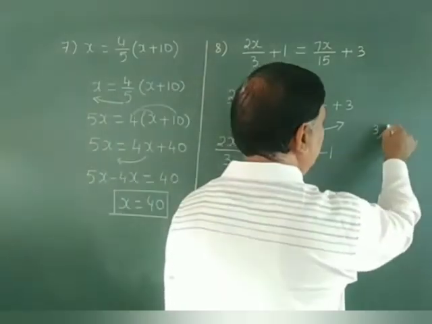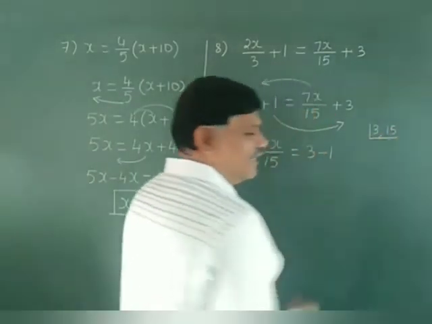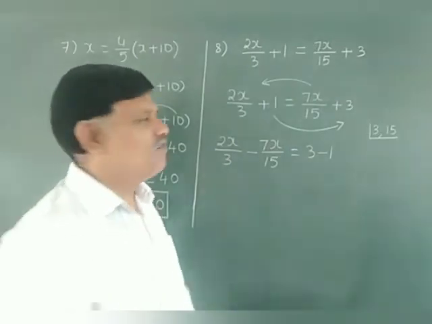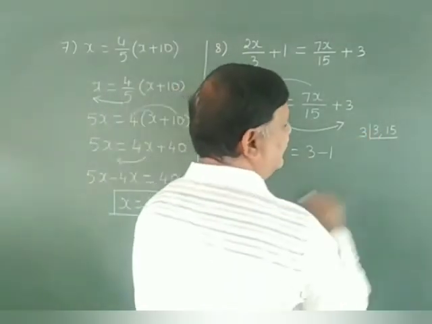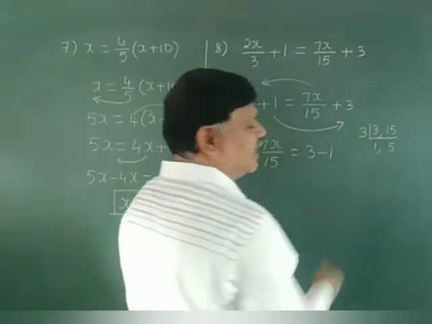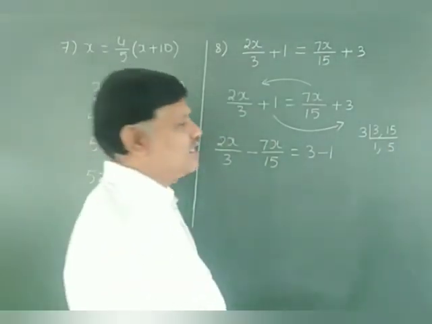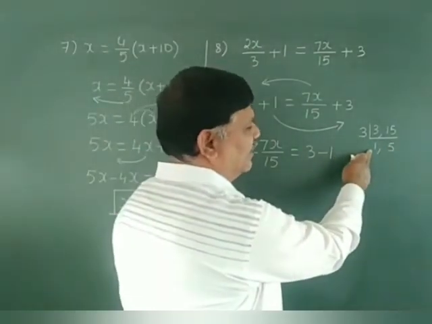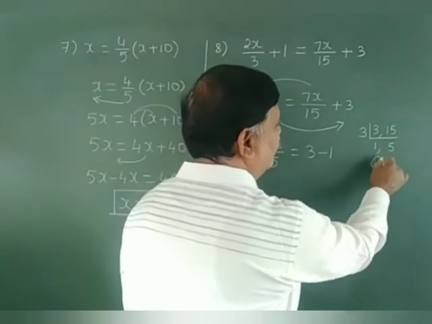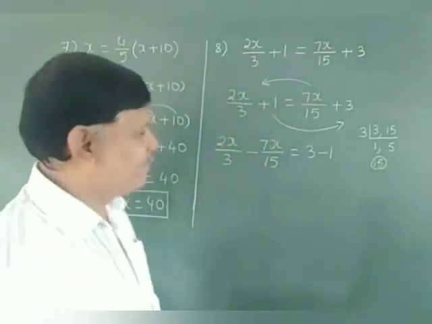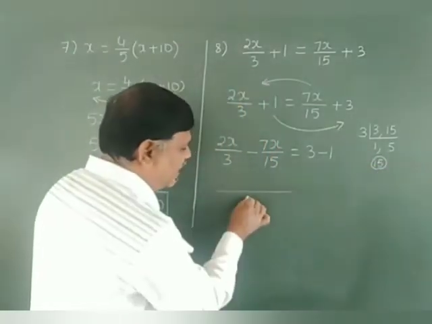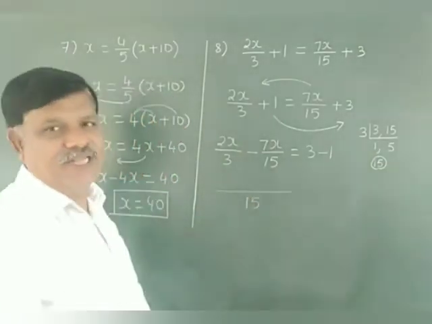So what are the denominators I have? 3, 15. Find the LCM. 3 times 1 time and it is 5 times. Now what is the LCM? 3 ones are 3 into 5, 15 is the LCM. So now here we write the denominator as 15.